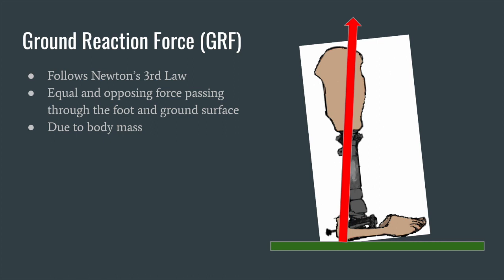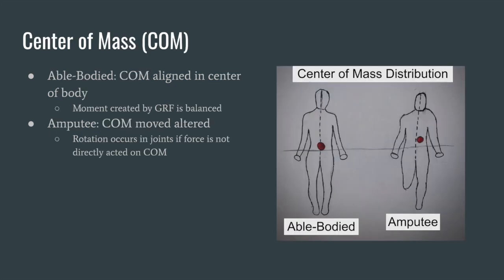Due to respecting these ground reaction forces, prostheses are able to be made individually for patients by manipulating the position of the limb as well as prosthetic joints. As you can see in the center of mass distribution figure to the right, the center of mass is represented by the red circle. In the able-bodied person on the left, the center of mass is aligned in the center of the body. The ground reaction forces of this person are balanced by an internal force.